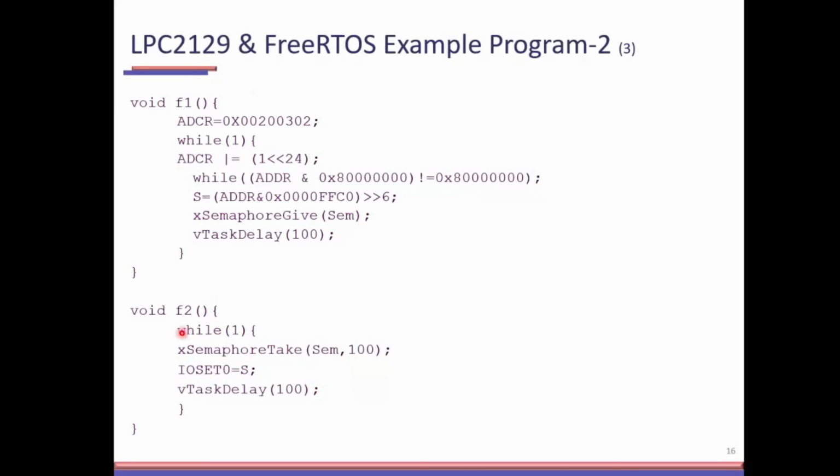Let's look into the threads. F1 is reading the value from the ADC. The ADC value is being stored into s. As and when it is stored, the semaphore is released, and the first line in the other thread is semaphore take. So it is waiting for the availability of the semaphore. Unless and until it is released by F1, it cannot be taken by F2. As and when it is released, it will be taken by F2, and then these lines will be executed.